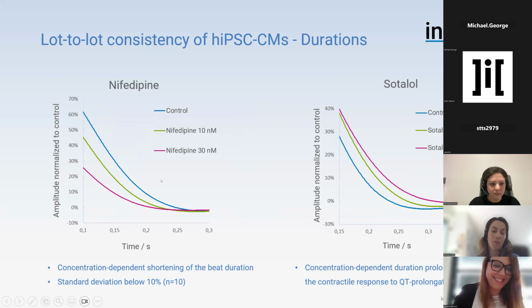And on the left-hand side, we have a similar effect of nifedipine, but the other way around, where we see a concentration-dependent shortening of the beat duration, with a higher concentration shortening it more. So in all, very nice data showing that there's actually no stress about different lots. You can use them all easily when you go for commercial cardiomyocytes.